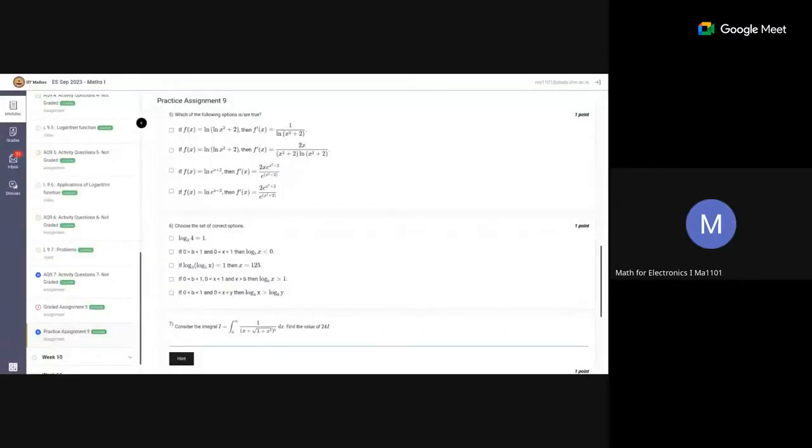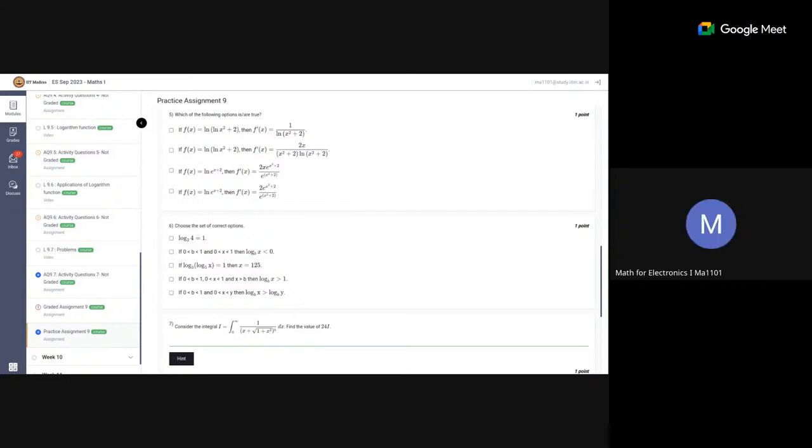Okay, log 4 to the base 2 is 1. That is wrong, right? Log 4 to the base 2 is 2. And if b is in between 0 to 1 and x is also in between 0 to 1, then log x to the base b is less than 0. This has some graphs, right? I don't think this is true because, for example, if b is 0.2 and x is 0.4, then our answer will be 2. So this option is wrong, clearly.